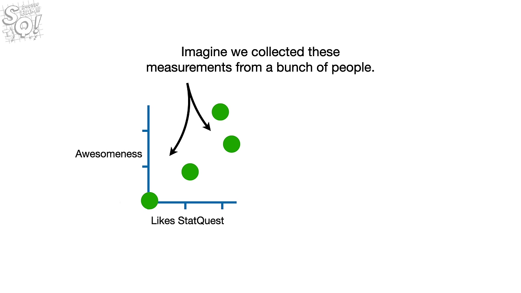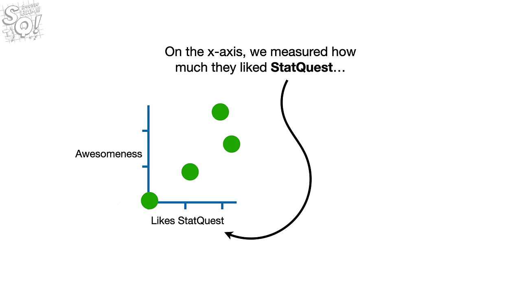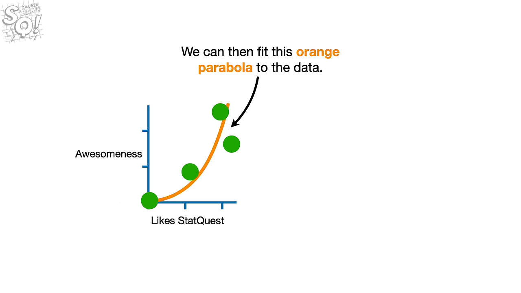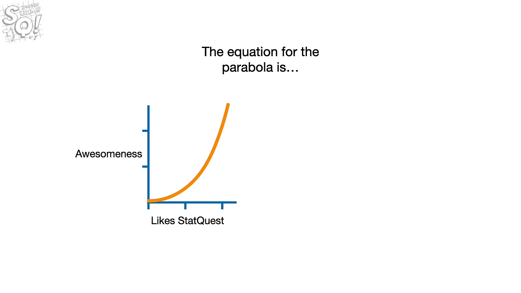Imagine we collected these measurements from a bunch of people. On the x-axis, we measured how much they liked StatQuest. And on the y-axis, we measured awesomeness. We can then fit this orange parabola to the data. The equation for the parabola is awesomeness equals likes StatQuest squared.